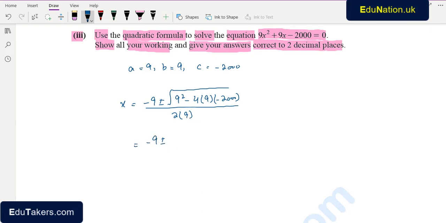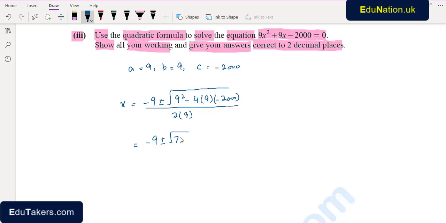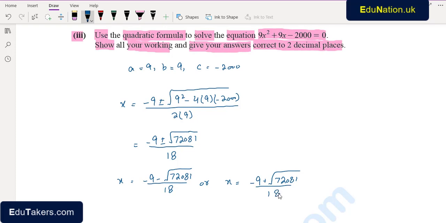Minus 9 plus minus square root of 9 square minus 4 times 9 times minus 2000, which is 72,081, over 18. Now x is equal to minus 9 minus square root of 72,081 over 18, or x is equal to minus 9 plus square root of 72,081 over 18.